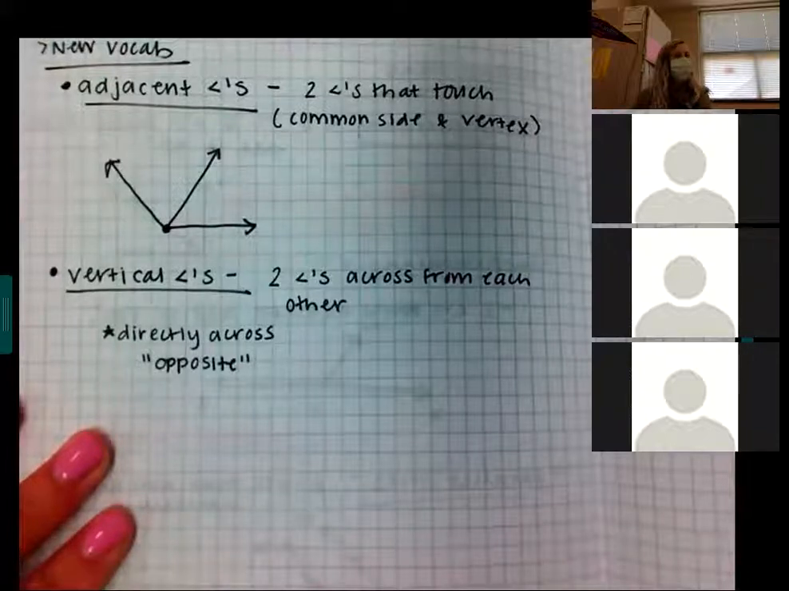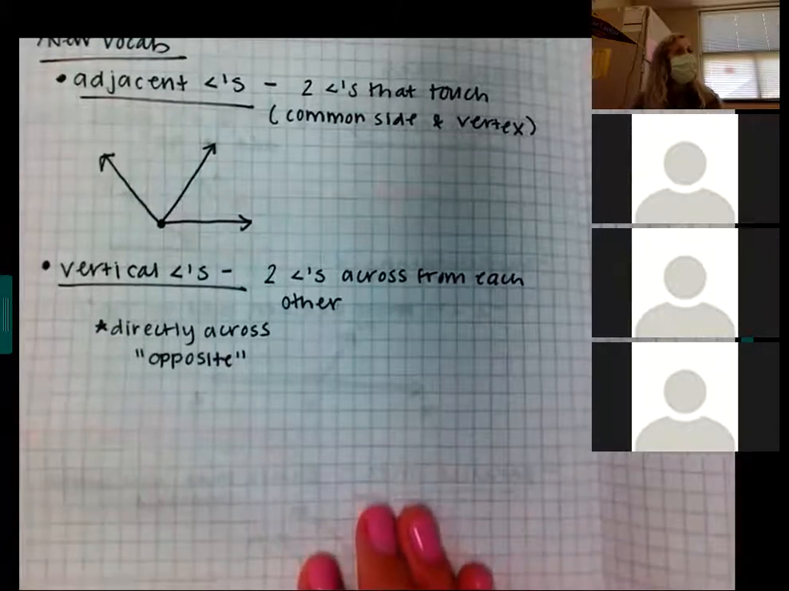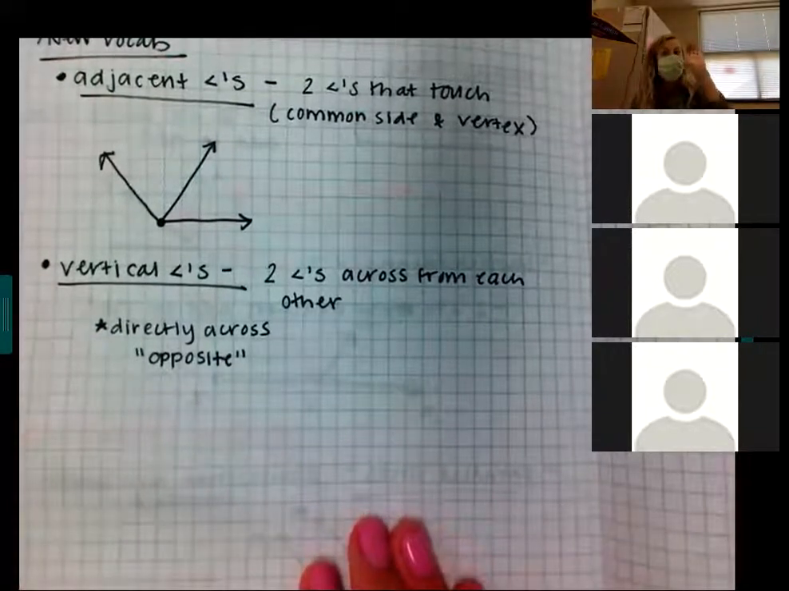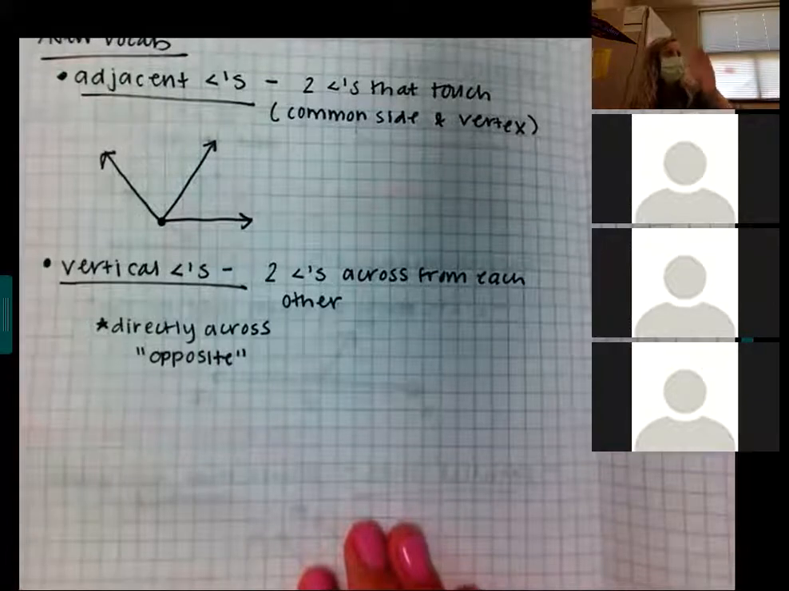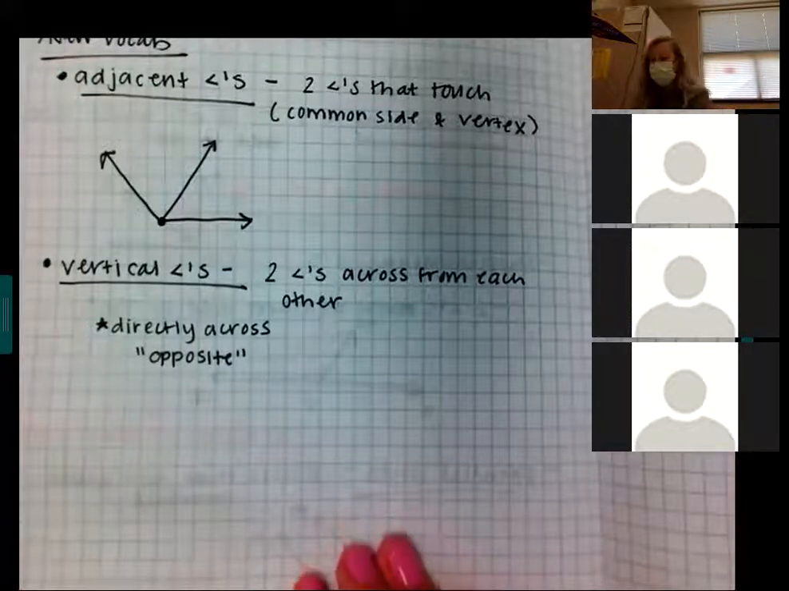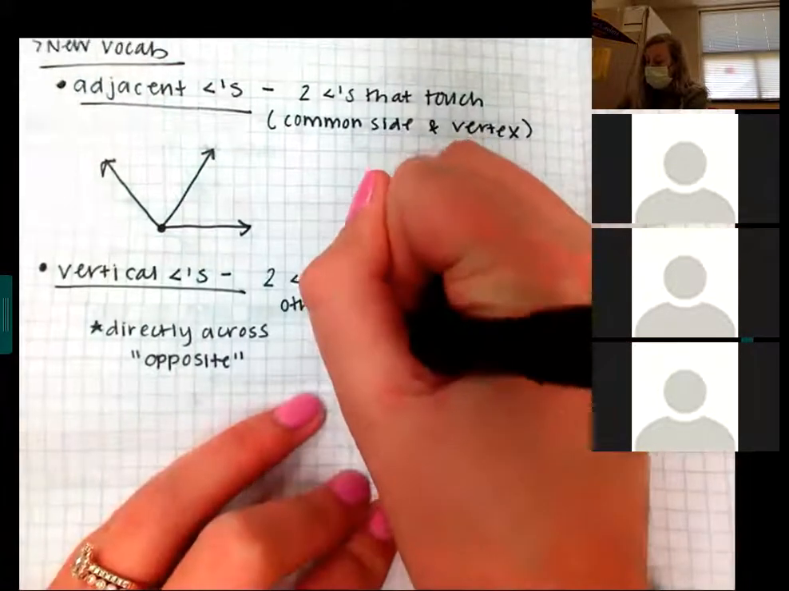Can we multitask? Can I talk while you're writing? Okay, do y'all remember when we did transformations and a vertical reflection literally flipped it, like up or down? Same thing with a vertical angle. So everybody look, I'm gonna draw another X again.